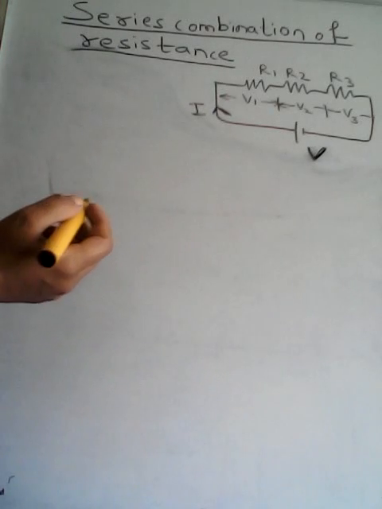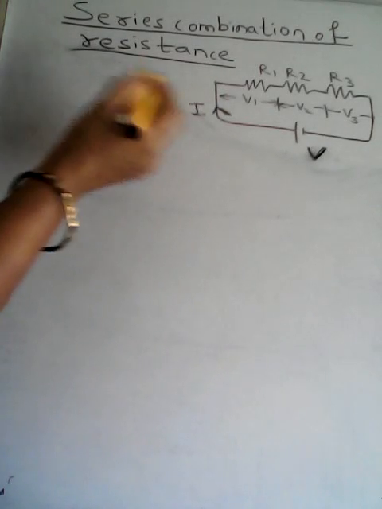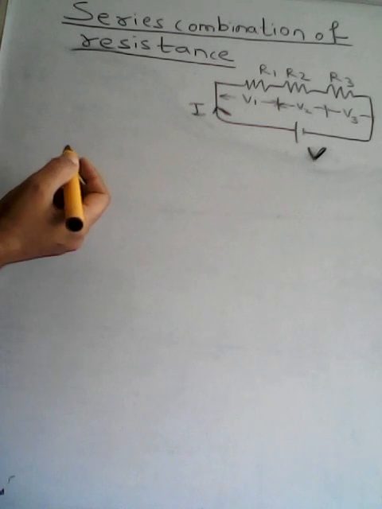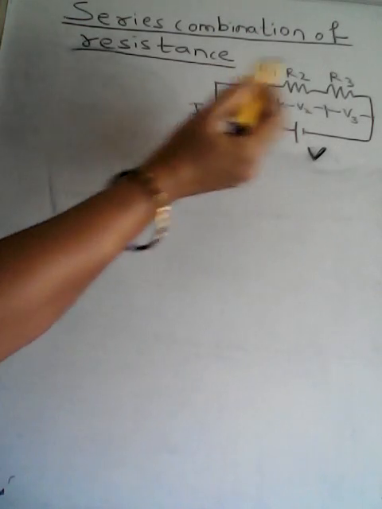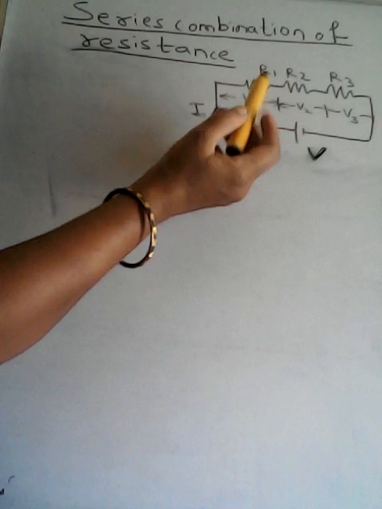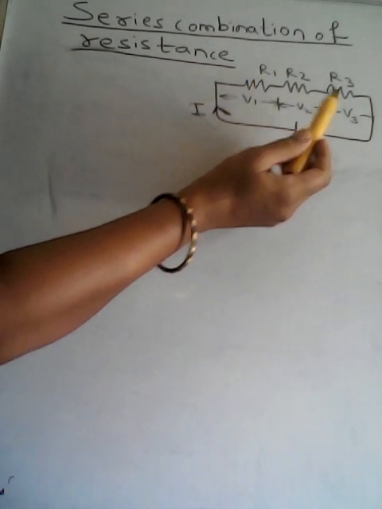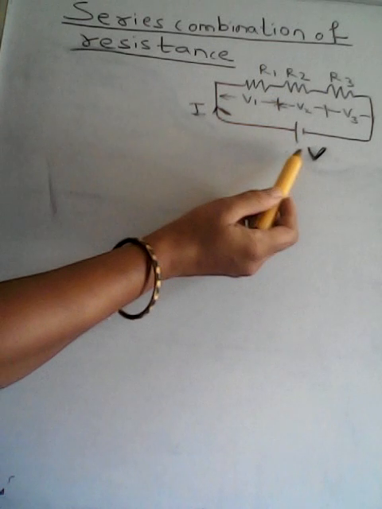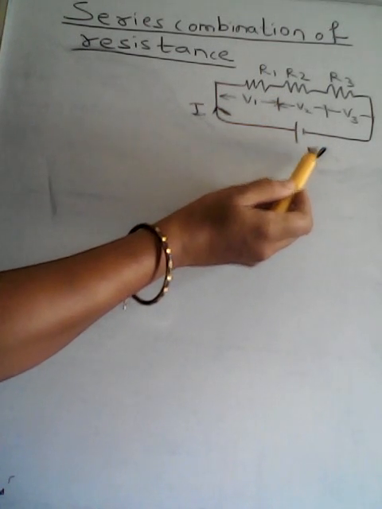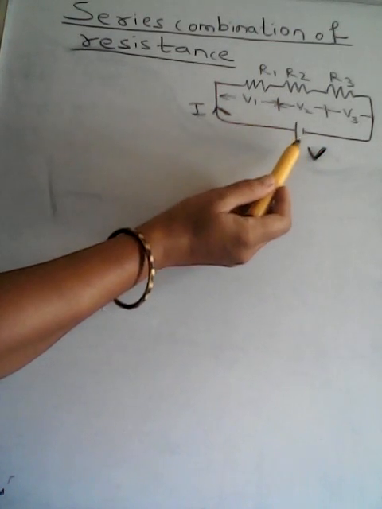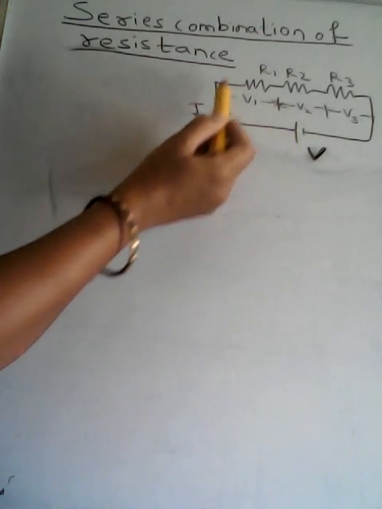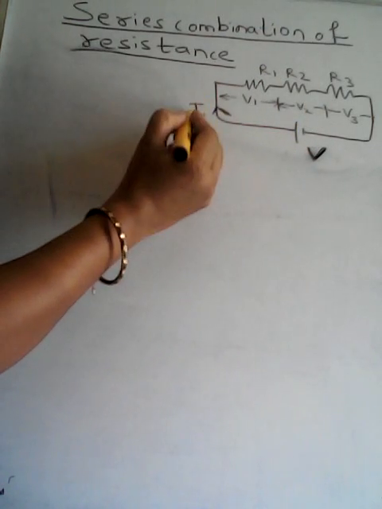In this session I am going to explain about series combination of resistance. Let us consider a circuit which consists of three resistors R1, R2 and R3 connected across a voltage source of V volts. This is a DC voltage source, and let the current flowing through the circuit be represented by I.